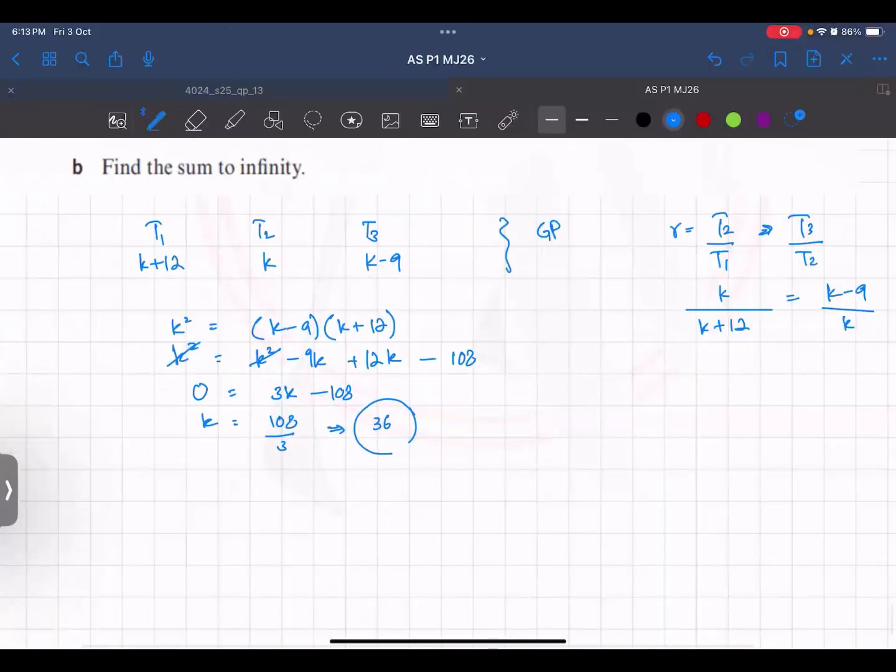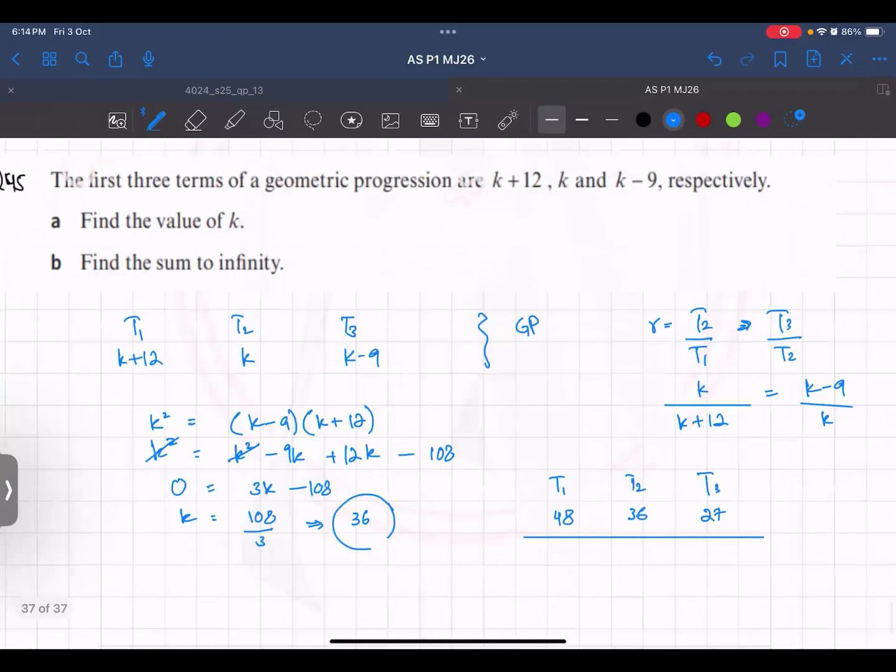So now the three terms are: the first is 36 plus 12, which is 48. The second is 36. And the third is 36 minus 9, which is 27. You have done the first part. Any questions on the first part? Anyone?